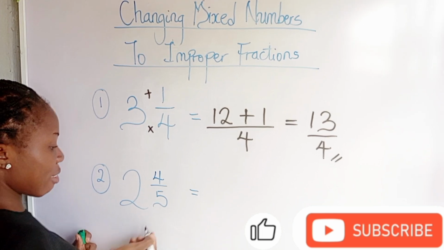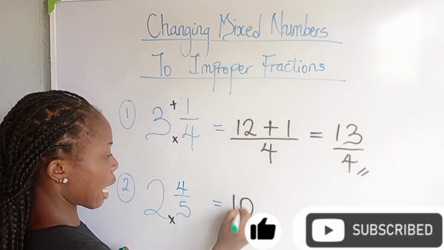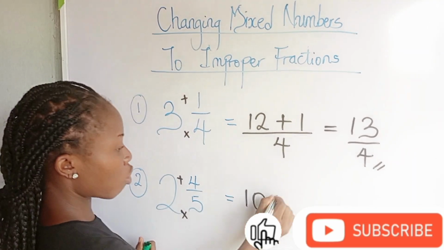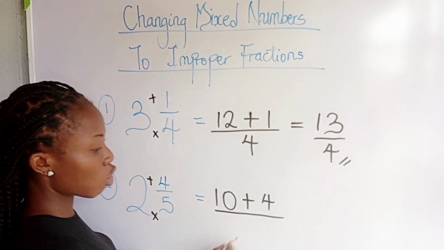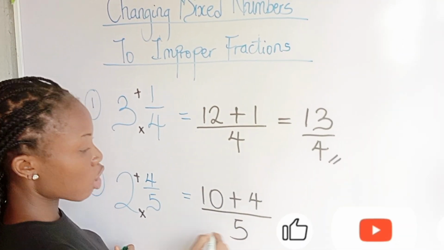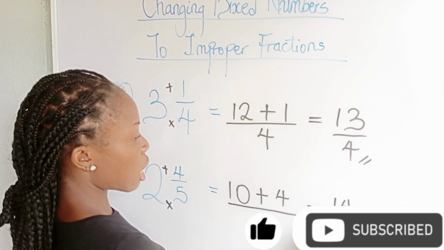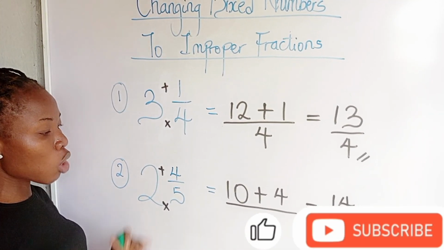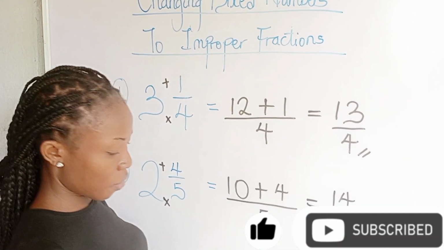Same thing applies here. So you multiply 2 times 5 will give you what? 10, and whatever you add it to your numerator, which is 4, all over your denominator, which is what? 5. So 10 plus 4 will give you what? 14 over 5. So therefore, 2 whole number 4 over 5 is 14 over 5.